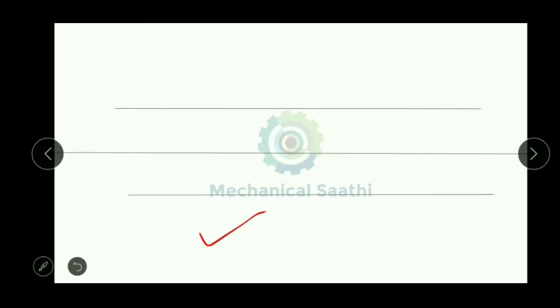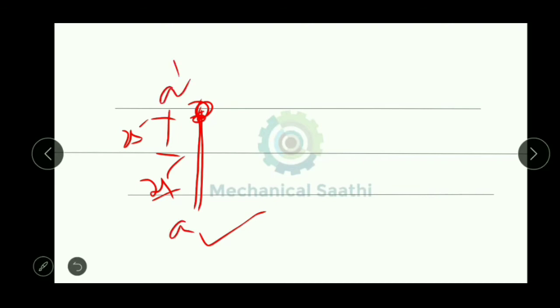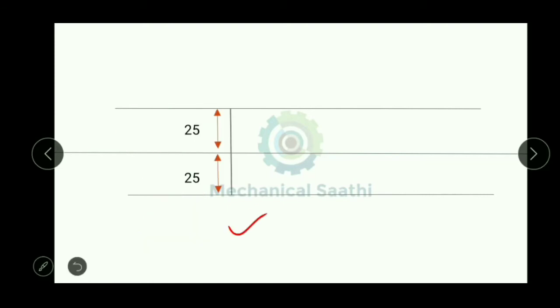Then let me draw a vertical line over here. So this is 25, and this is also 25, and at these points, this will be my A dash point, and this will be my A point. So let us draw that. I will get a figure like this.